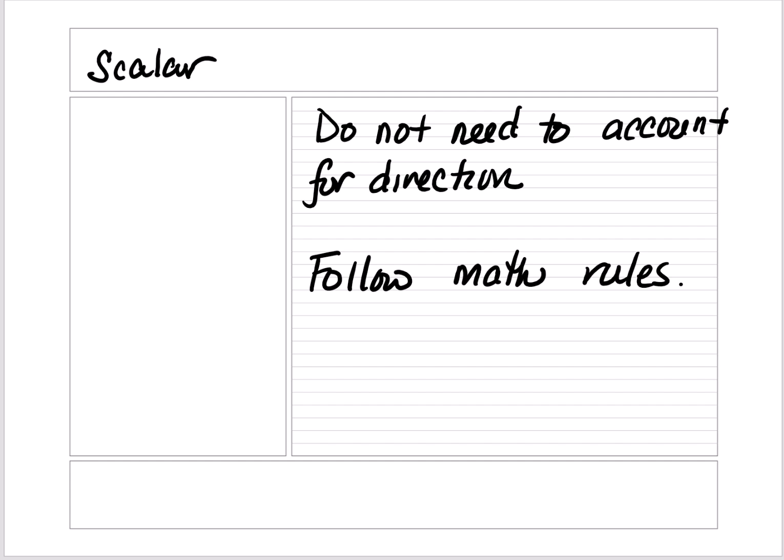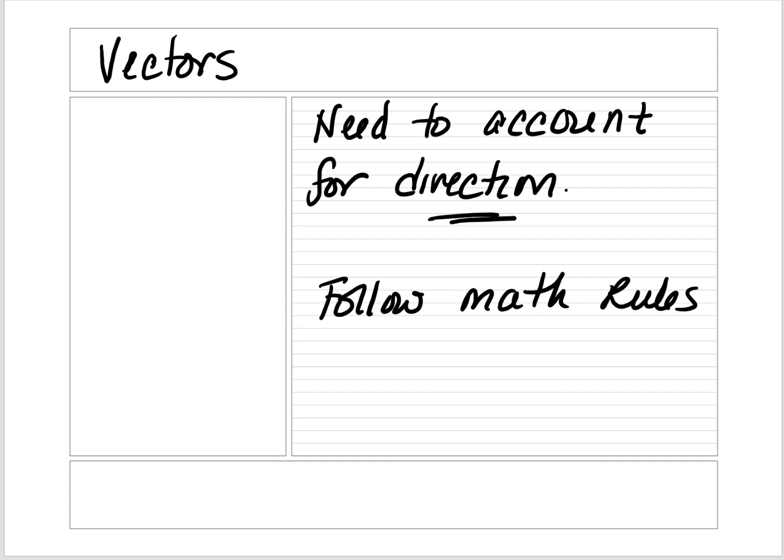So for a scalar quantity, we do not need to account for direction. So we follow the generic math rules. For vector quantities, we need to account for direction. After we account for direction, we follow the math rules.